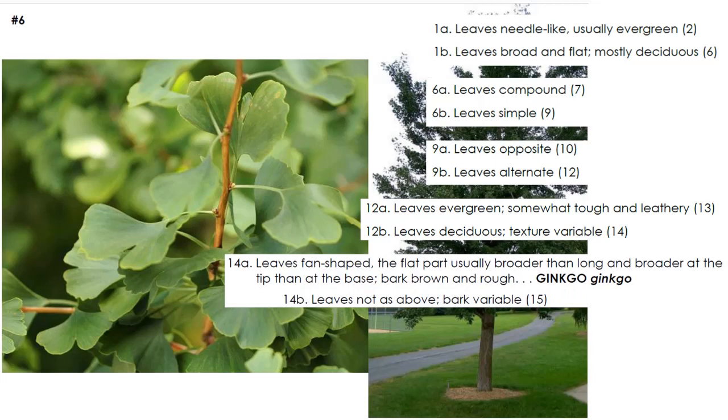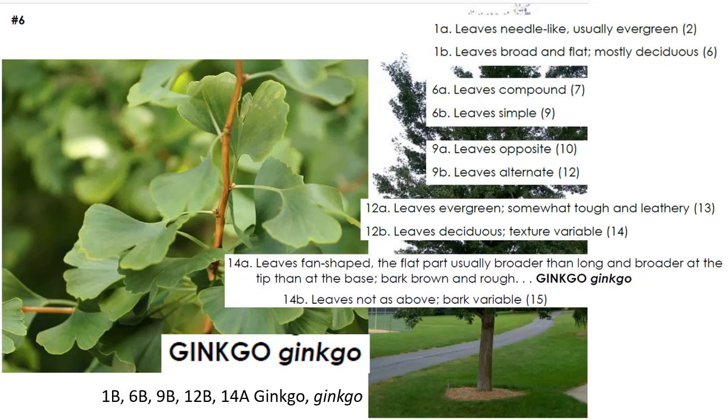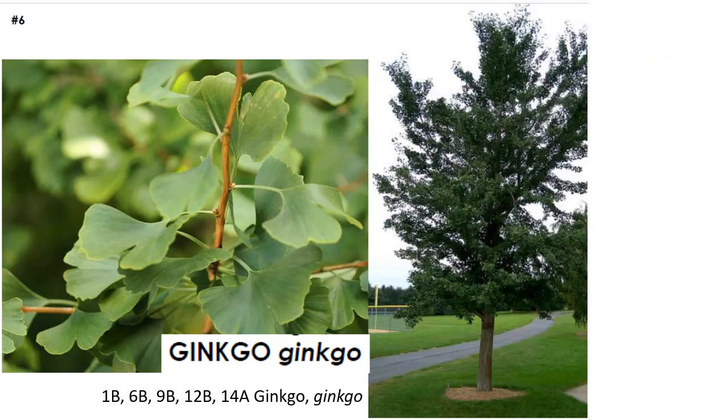Leaves fan shaped, the flat part usually broader than long, and broader at the tip than at the base. Bark brown and rough. And that would be a ginkgo, and that's exactly what this looks like. So this is a ginkgo. And the full path to the ginkgo is 1B, 6B, 9B, 12B, 14A, ginkgo. And I gave you another picture of this one without all the lines so that you can actually see the full tree, what it looks like.